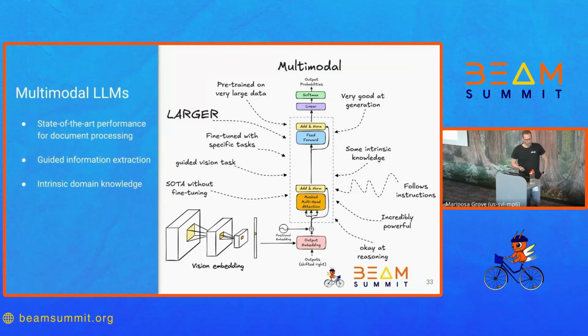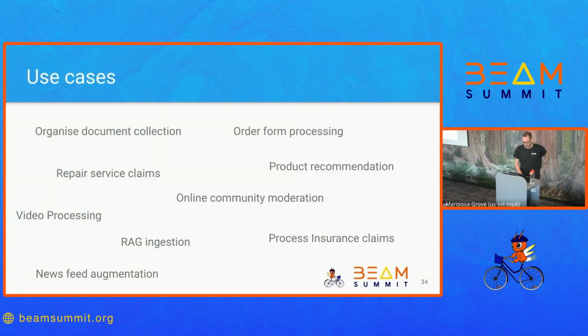So to summarize, multimodal LLMs: state-of-the-art performance for document processing. We have this guided information extraction, and we still have this intrinsic domain knowledge, which is super powerful for bridging this gap between two different kinds of representations of the same thing. And there's a couple of other use cases where we could say this also applies. So for example, this could be part of just organizing document collections. I think every company has a lot of documents, maybe even still analog, which they not only want to digitize, but also make available in a structured way.